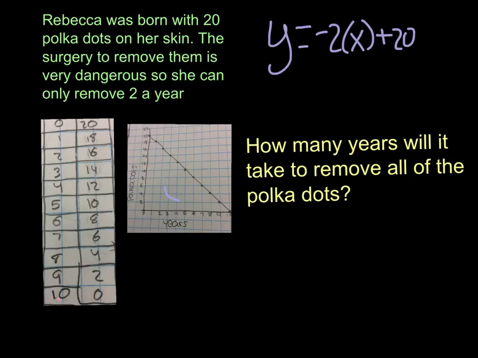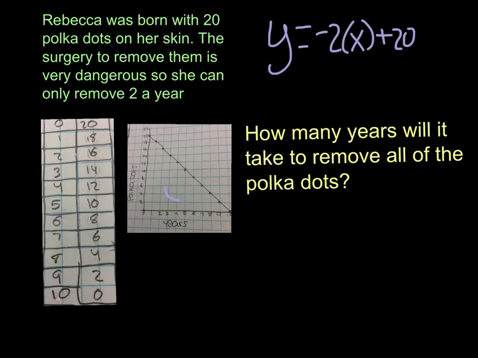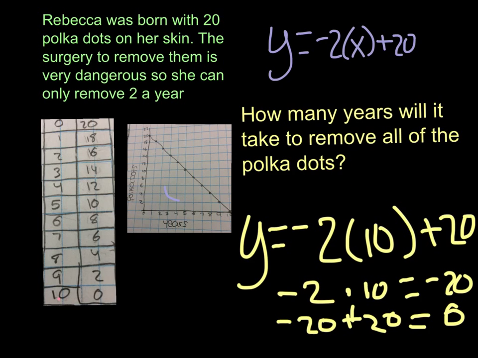Our question is, how many years will it take to remove all of the polka dots? If you look at our graph and table, it says 0 polka dots around the 10-year mark. So let's try to plug in 10 as x and see if it gets us to 0. Negative 2 times 10 equals negative 20, and negative 20 plus the start value of 20 equals 0, even though it looks like a 6. So that means it takes 10 years to remove all of the polka dots.